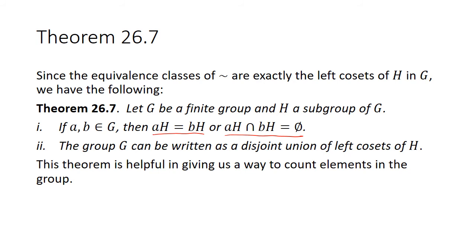And then secondly, the group G can be written as a disjoint union of left cosets of H, and that's again just using the fact that these left cosets are the equivalence classes of that tilde relation. That means that they partition the set. That's a feature of any equivalence class. They always partition the set, which means that the set can be written as a disjoint union of the equivalence classes. Okay, so anyway, this theorem is actually helpful because it gives us a way to count elements in a group, and we're not going to get to that today, but we'll get to that next time using that fact.